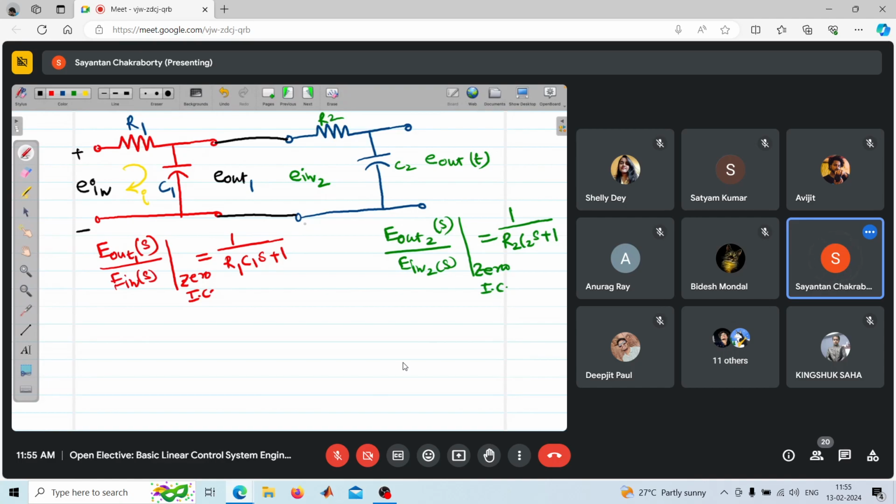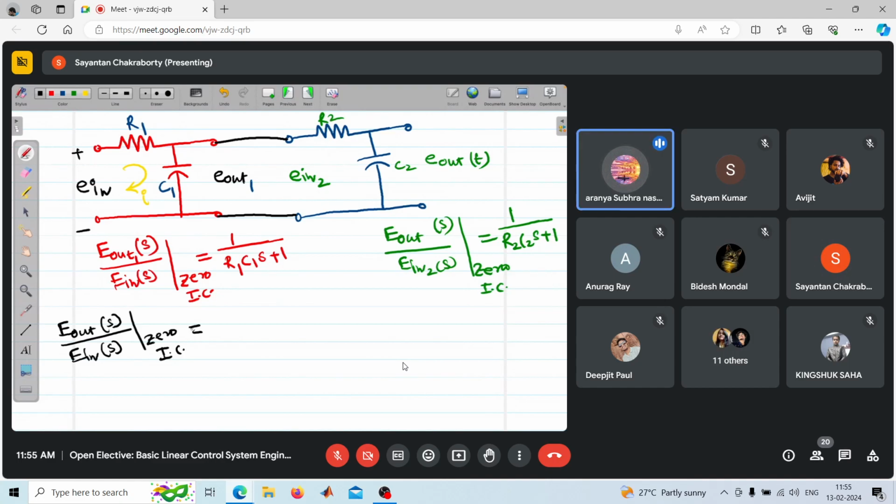Now my question will be, if I connect these two, then what will be E out by E in(s) with zero initial condition? Any guess? So we can divide both the equations, equation number 1 by equation number 2.